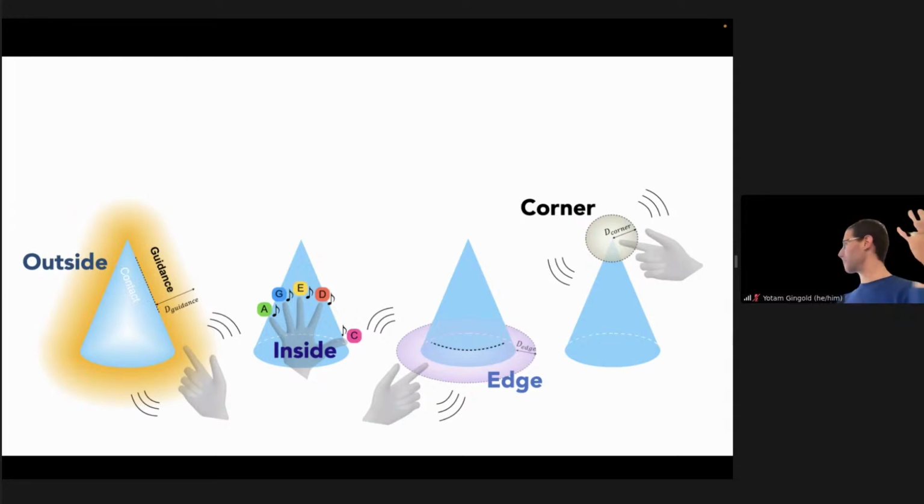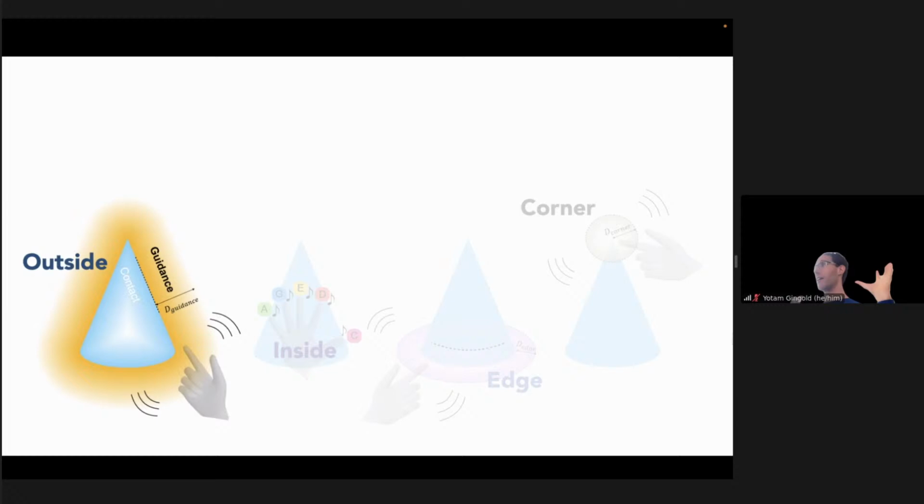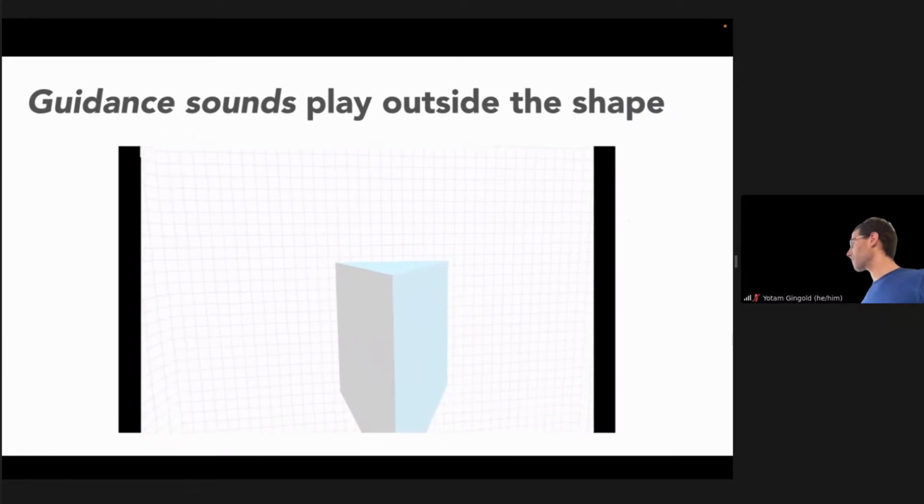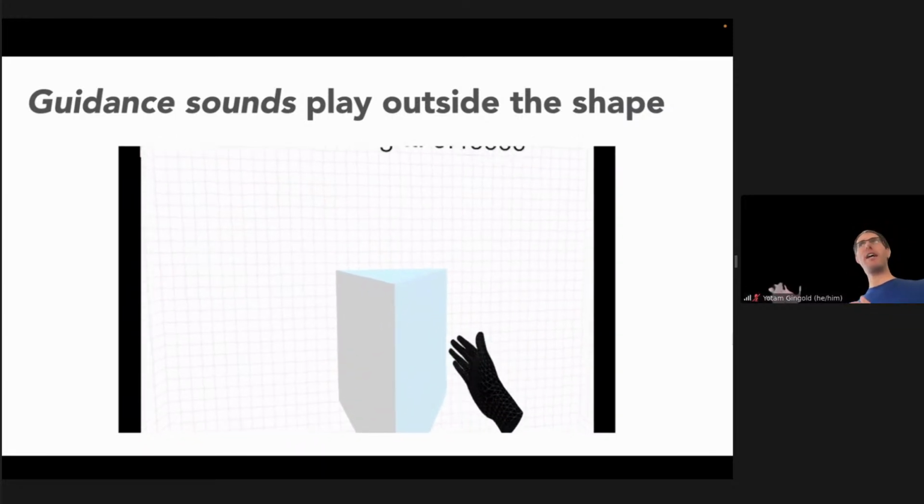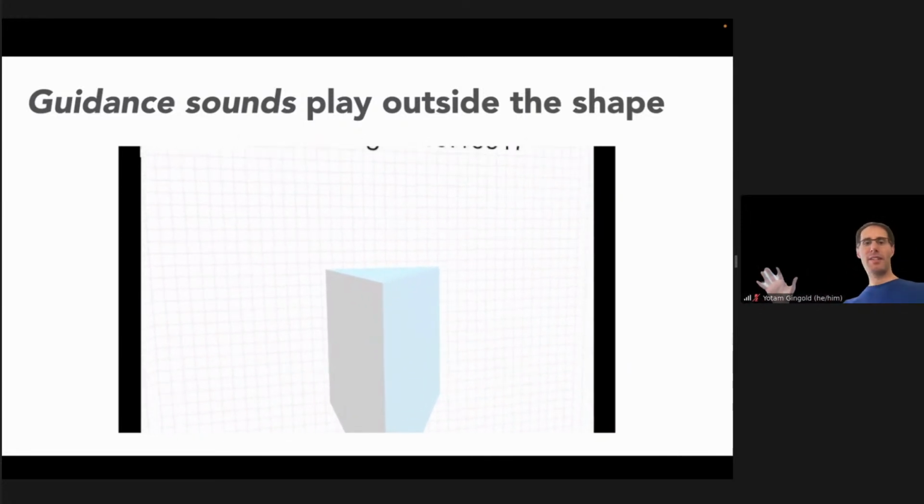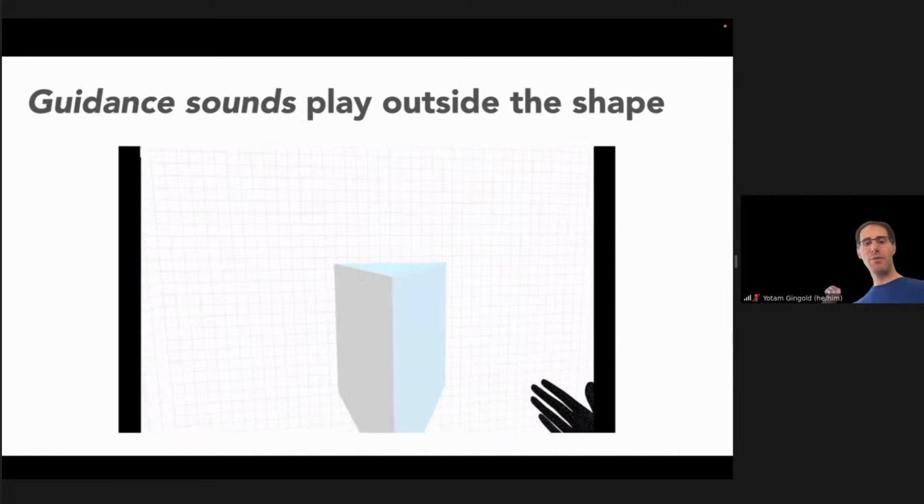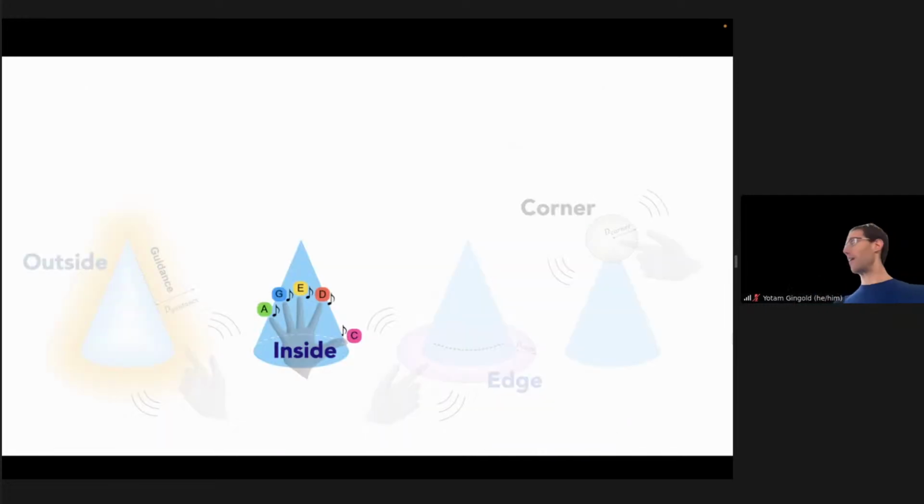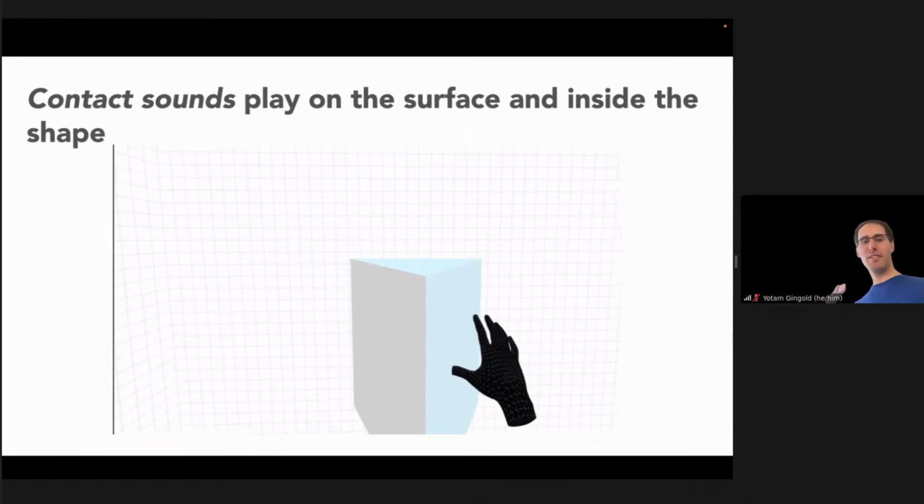And then, to break these down one by one: for outside, when you're outside the shape, you don't know where it is, and we want to guide you to that shape. So it's about guiding you based on distance. These are volume mappings there. And then, when you touch the shape, your fingertips are inside the shape, infinitesimally or more than infinitesimally. So we pick contact sounds.